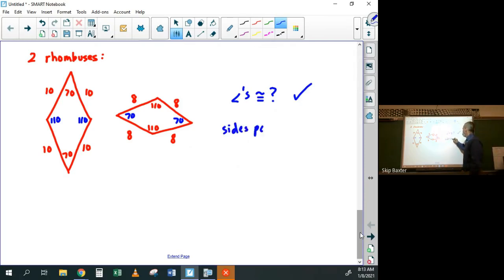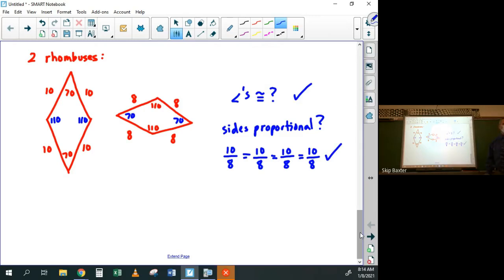Sides proportional. Well, I have 4 pairs of sides here. If I set up a proportion with all 4 pairs of sides, I'm going to get 10 over 8 every time. So 10 over 8 equals 10 over 8, which equals 10 over 8, and that equals 10 over 8. So yep, the sides are definitely proportional. So the answer is yes, the rhombuses are similar.